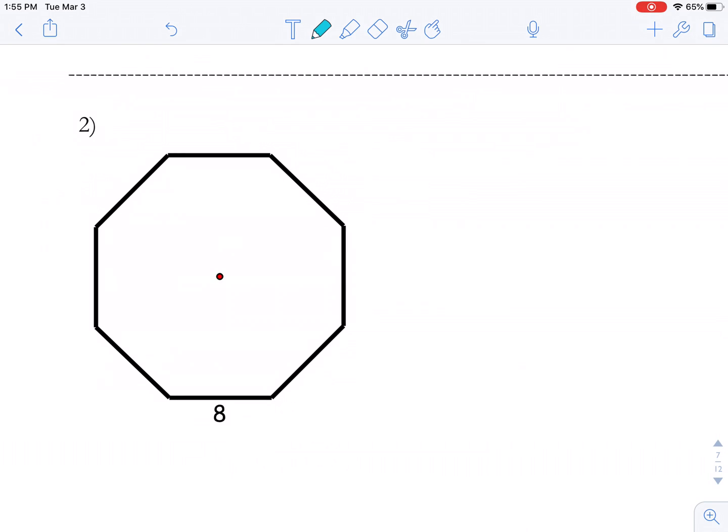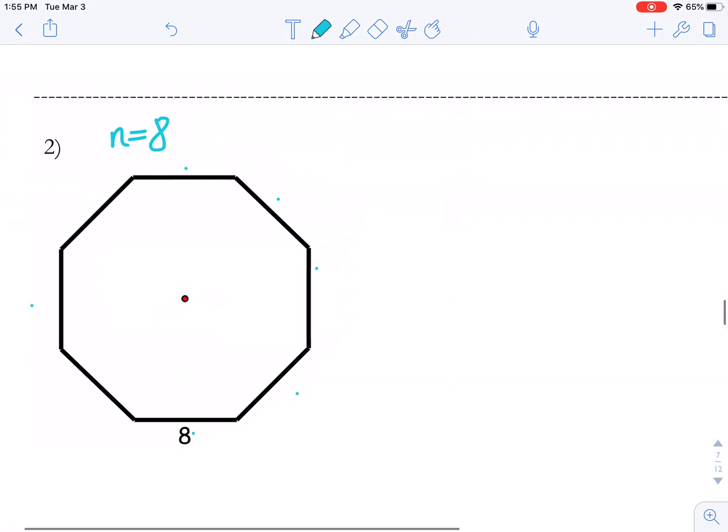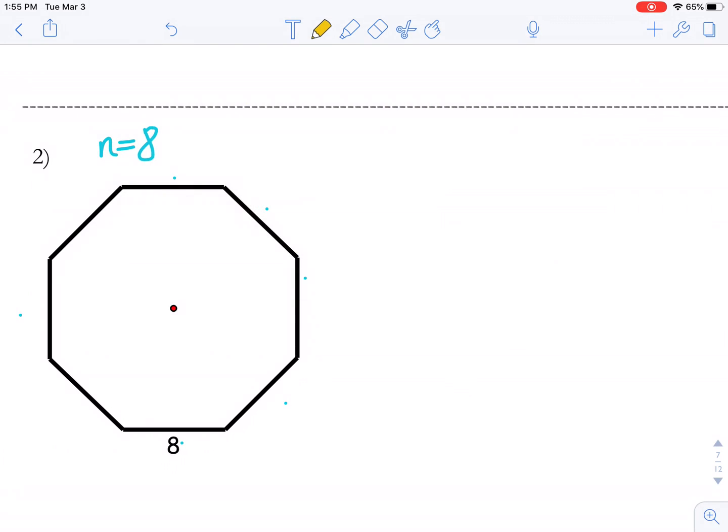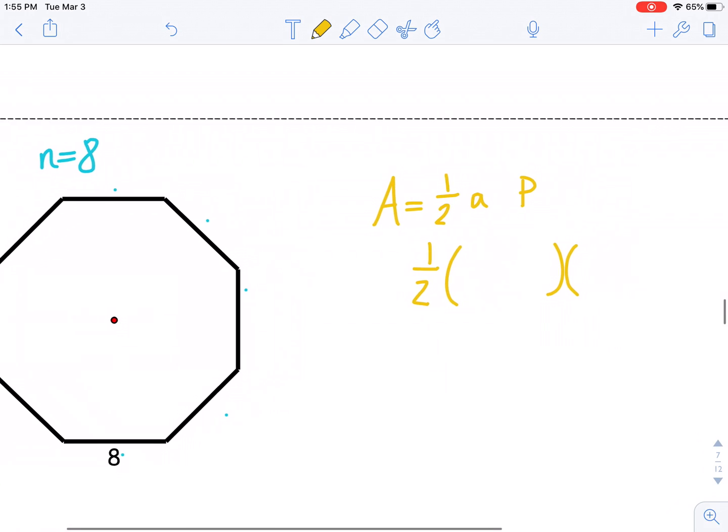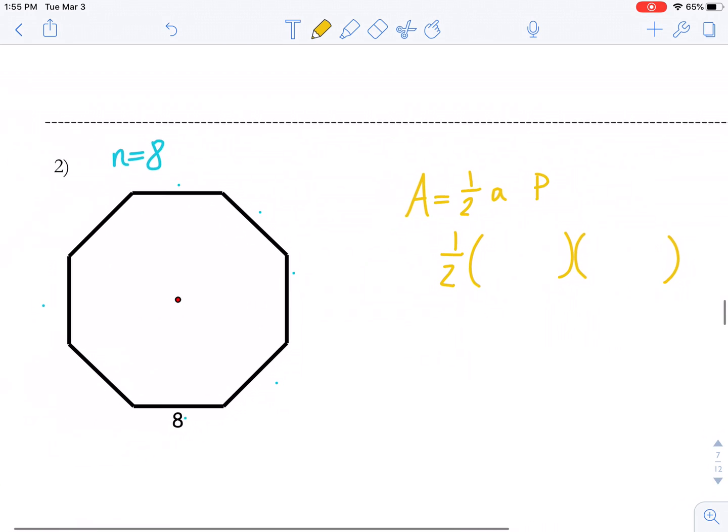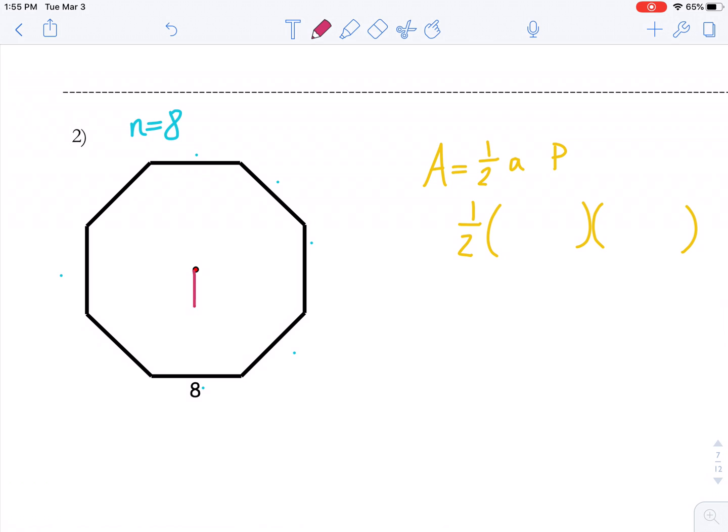So this shape, I need to know how many sides there are. So I just simply count 1, 2, 3, 4, 5, 6, 7, 8. So there are 8 sides, which makes this an octagon. I start off with my area formula, 1/2 apothem times perimeter. And I'm just going to leave some blank spaces with parentheses so that I know what I'm looking to find. So I need my apothem. Now, if I look at the diagram, the apothem was not even drawn in.